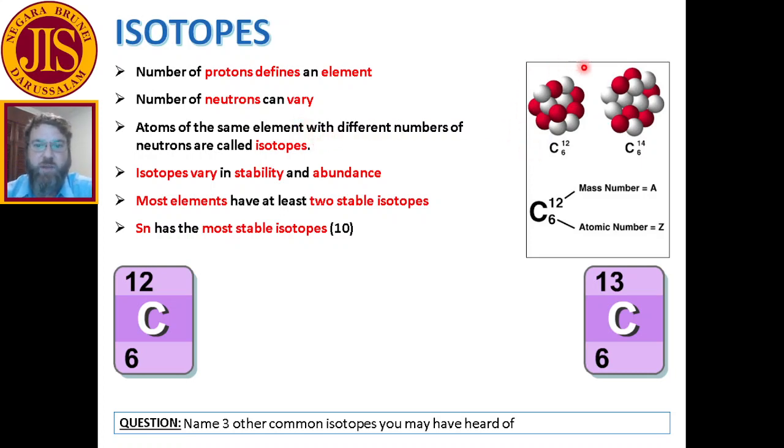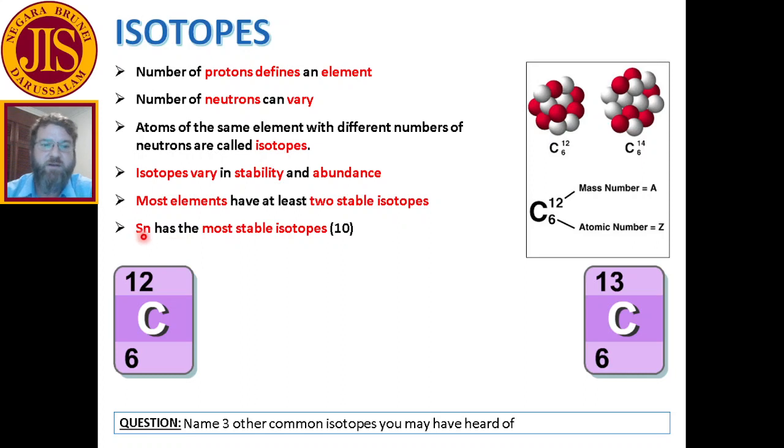Isotopes vary in their abundance and their stability. For example, carbon-14 is less stable than carbon-12. But most elements tend to have at least 2 isotopes that are stable. They're not radioactive, they're not going to break apart within seconds or milliseconds. It might take a long time. For example, carbon-14, I think it's around 5,000 years, takes to break down. It might have a very long half-life. But some of them are very, very short.